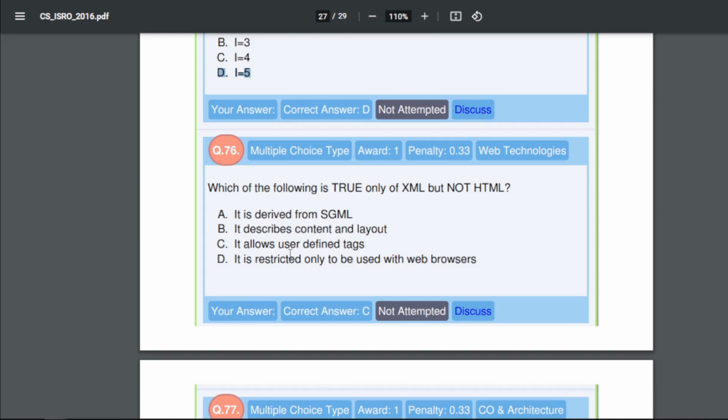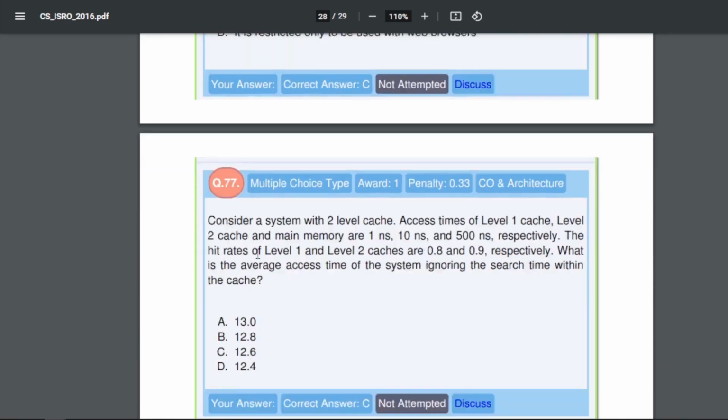Question 76: which of the following is true only of XML but not HTML? The answer is C, that is XML allows user defined tags but HTML does not allow them. In HTML we have predefined tags, but in XML we can use user defined tags.